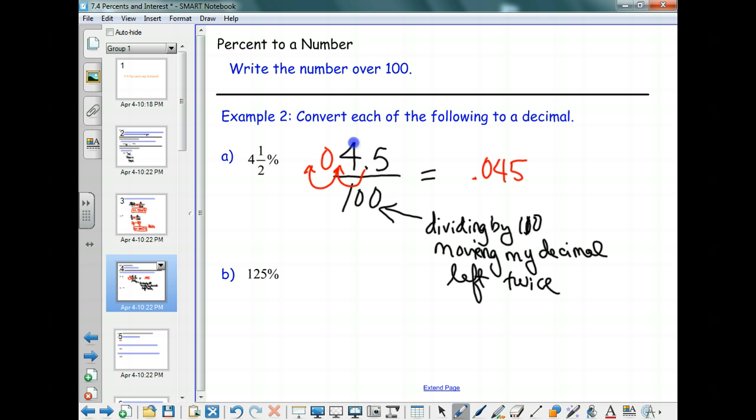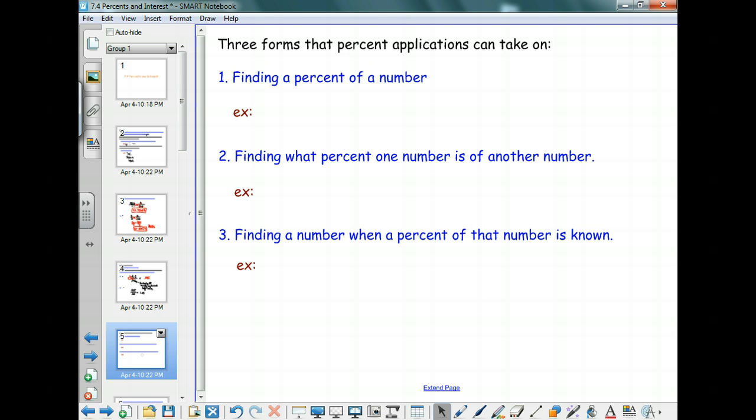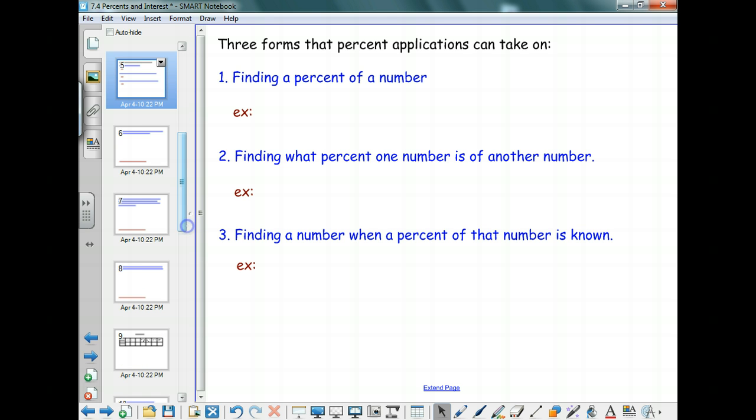How about the number 125? What do I get when I take 125 and write it over 100? Right, 1.25. Let's say that one right. 1 and 25 hundredths. Good job.